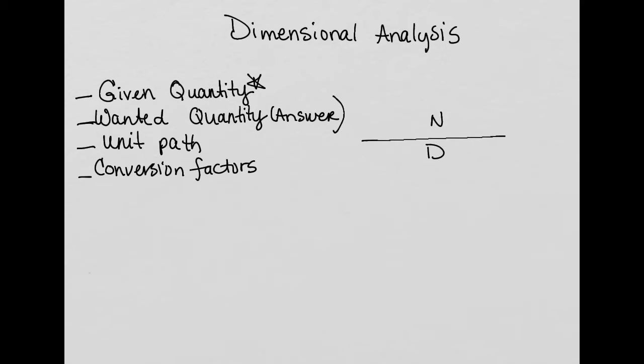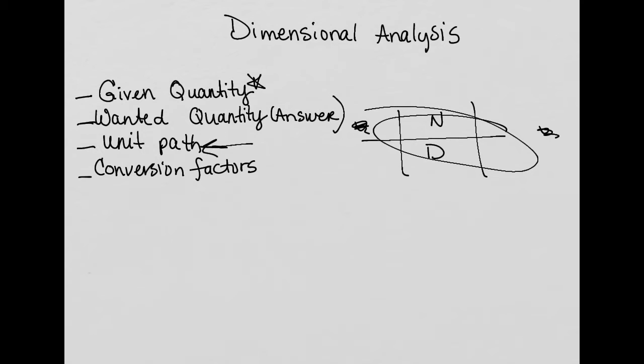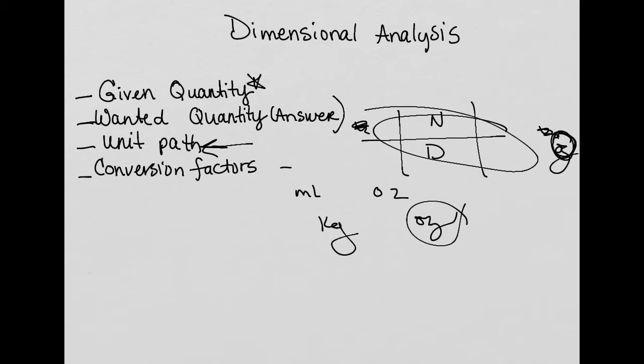The unit path is your conversions that are needed in between point A over here and the answer over here. So it's all in between here. That's the unit path. And then the conversion factors are, say, your mLs to ounces, kilograms to ounces. I'm just using these for an example. Those are your conversions. We need to set it up so we can cancel out the conversions to get to this unit that we want over here, which, let's just say for example, would be ounces. Okay, so let's do an example. I'm just going to erase this over here.